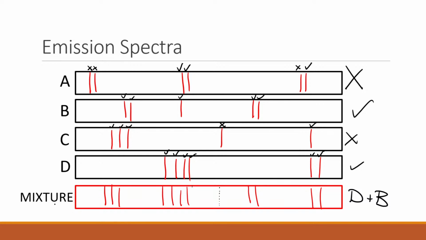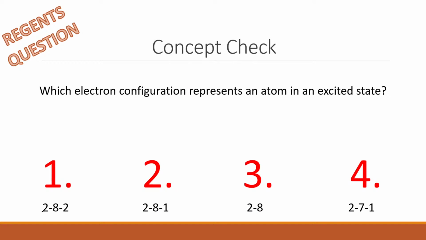And to wrap us up for today, I actually just have one multiple choice question to kind of tie it all together. Which electron configuration represents an atom in an excited state?